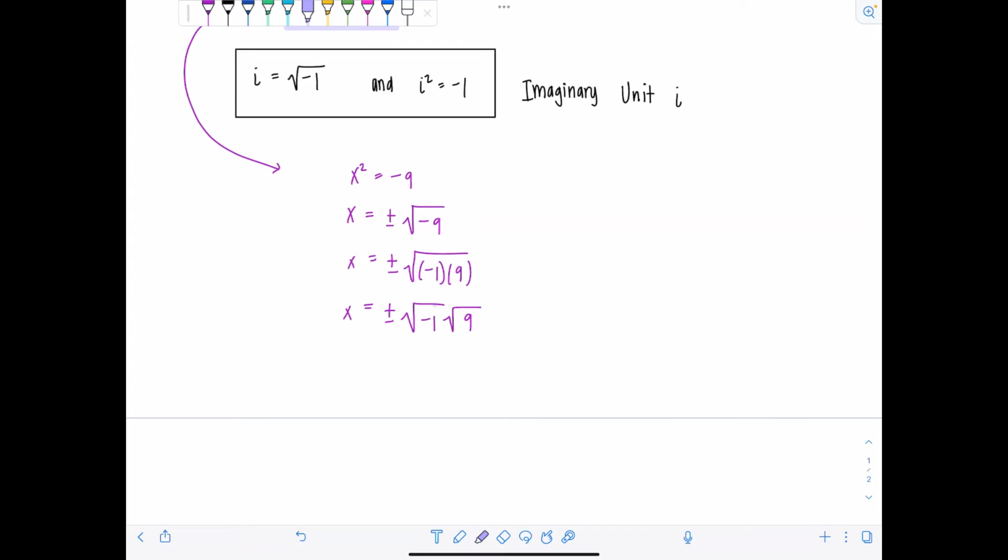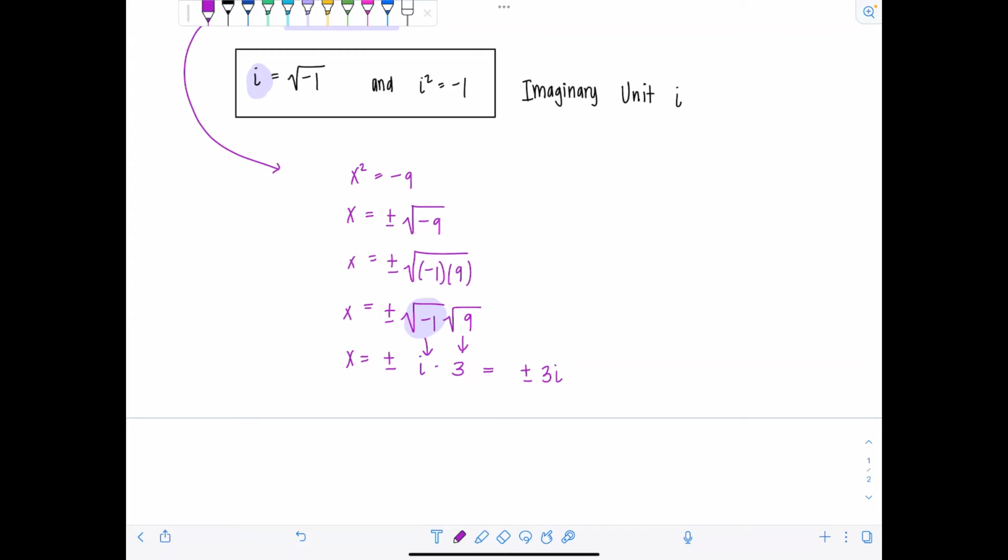And by definition, the square root of -1 is equal to i. So what does that tell us? Well, I can replace it now and say plus or minus, this is equal to i, square root of 9 is 3, so x equals plus or minus 3i. So those are the solutions to the equation.